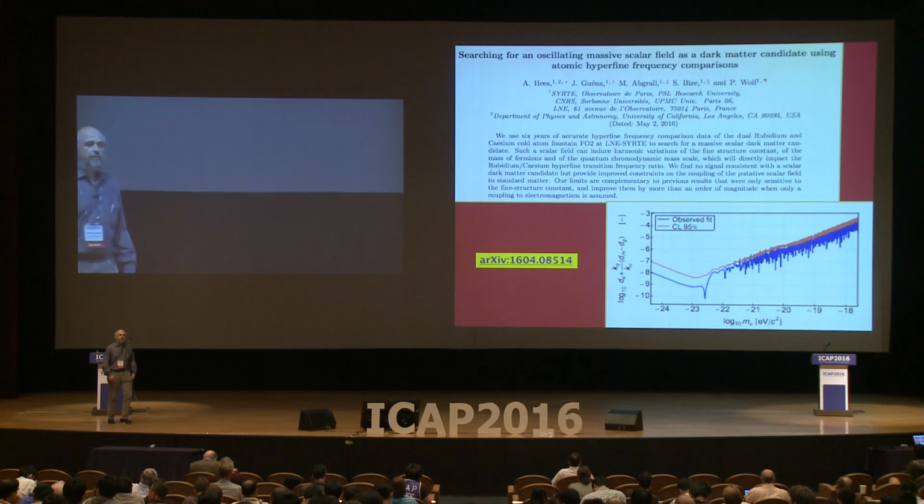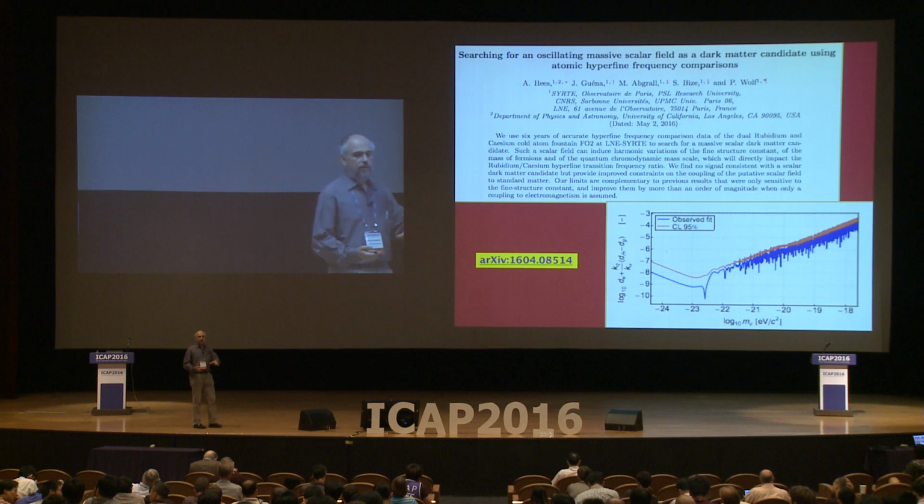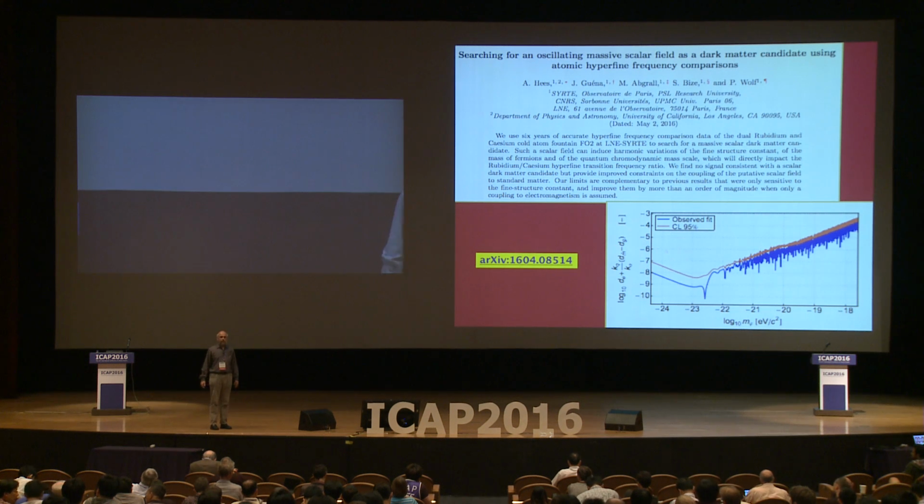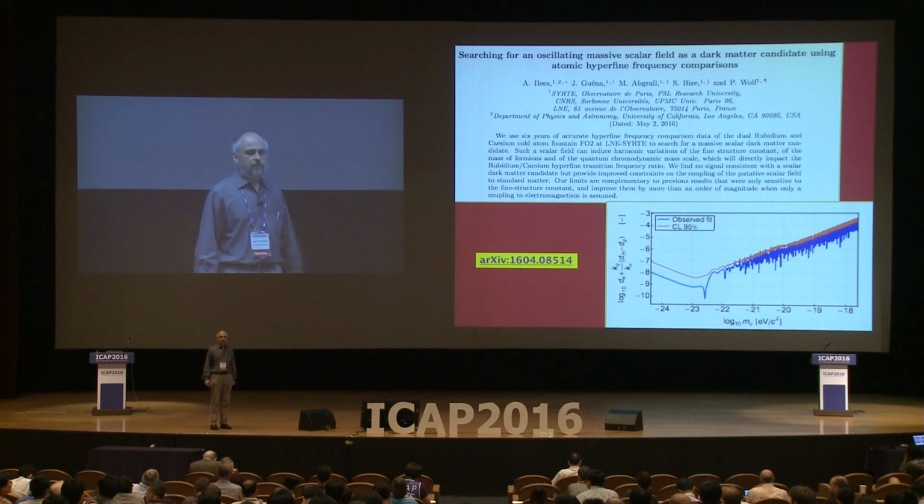So basically, I say anybody who has a differential clock at 10 to minus 16, a few times 10 to minus 17, can do better than us.